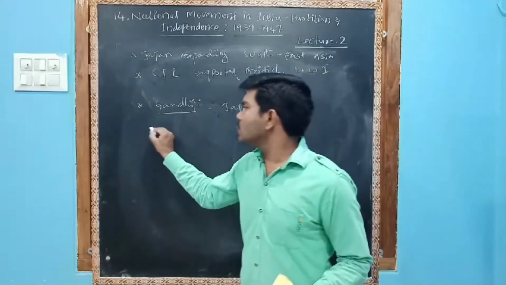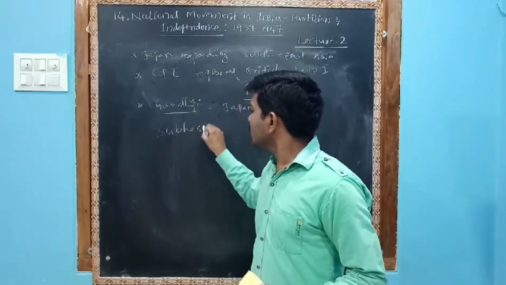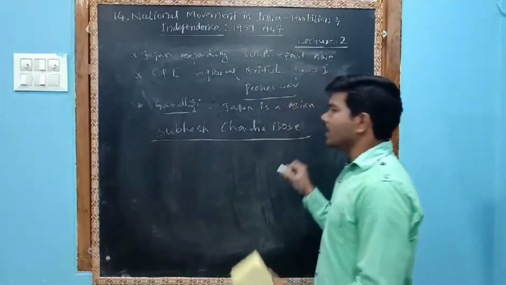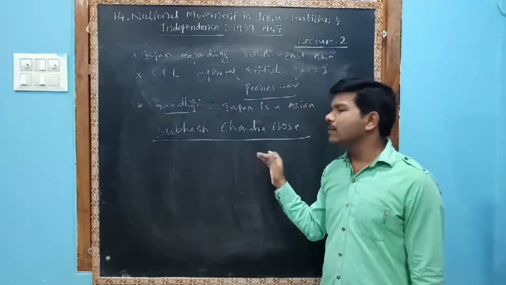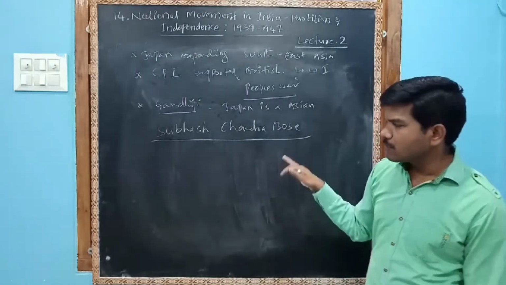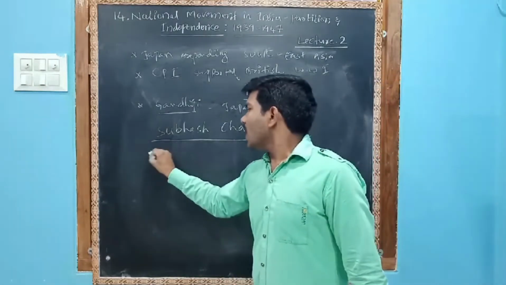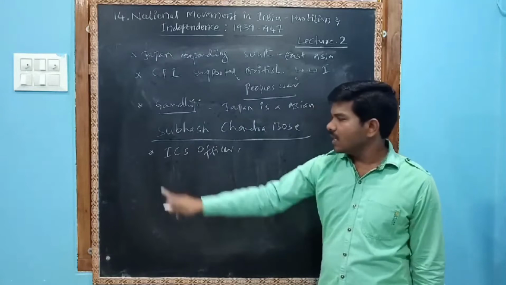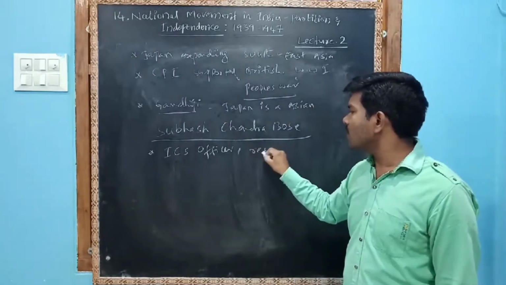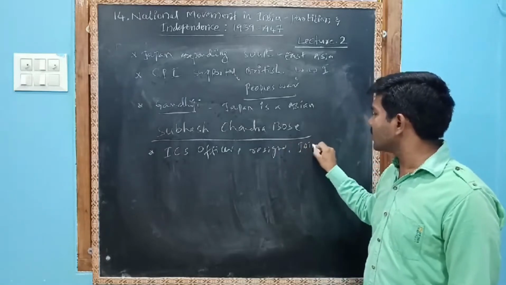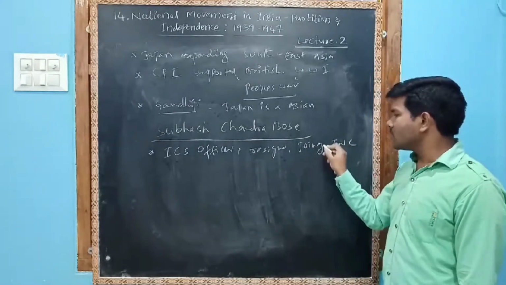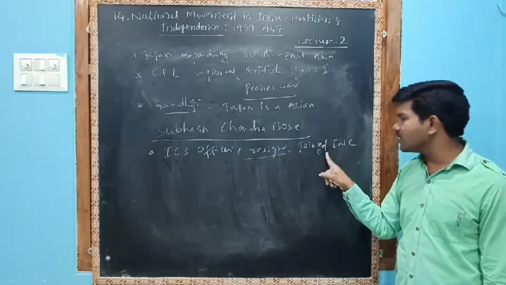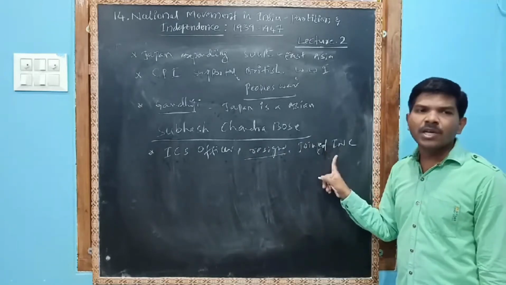Next, during that time, Subhash Chandra Bose. You all know that Subhash Chandra Bose was born in Cuttack, Orissa. He was an ICS officer, an Indian civil servant, like a collector. But he resigned and joined the Congress, the Indian National Congress.